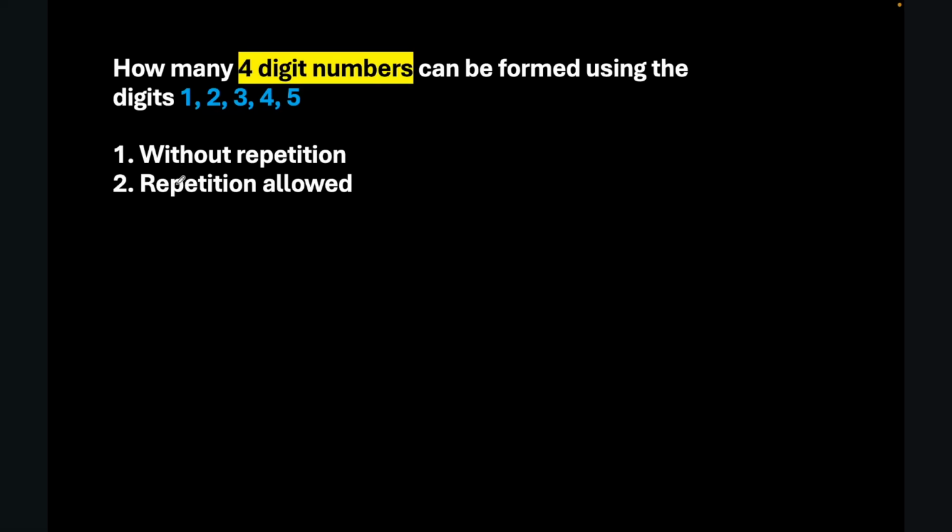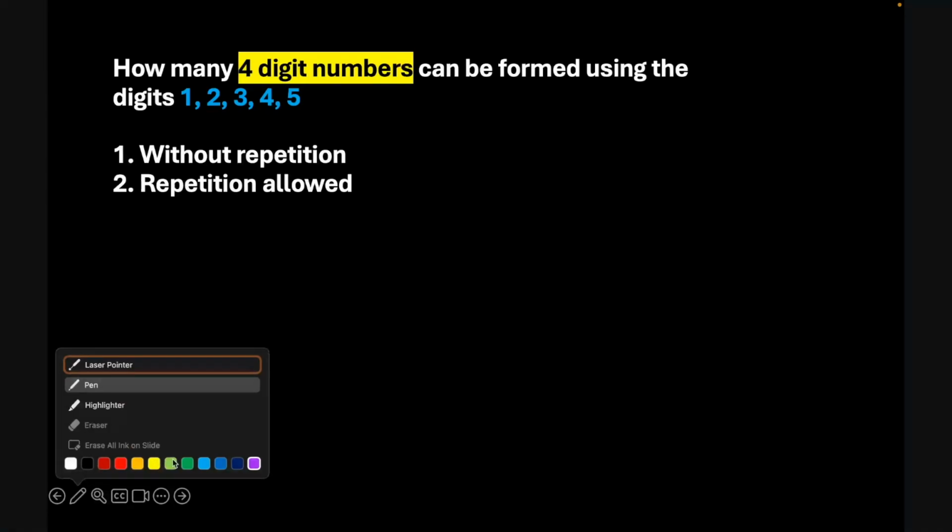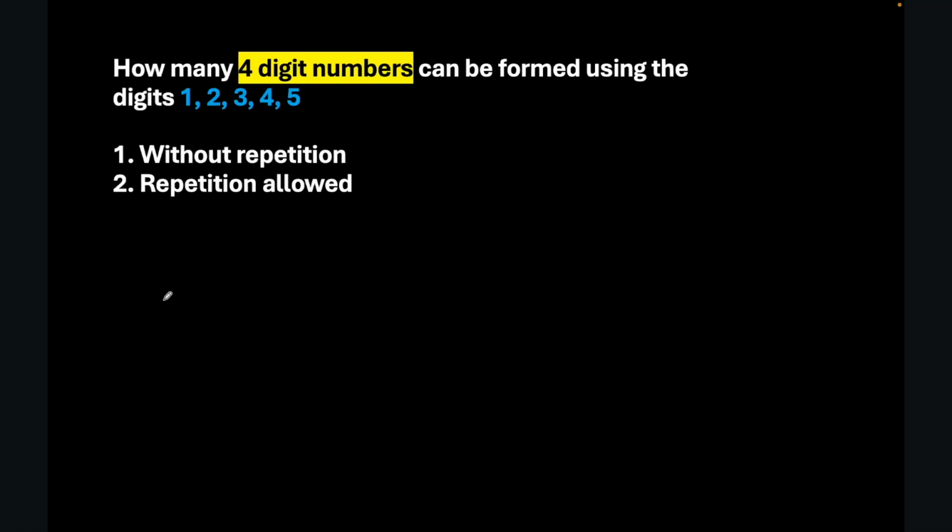So the first question is, how many four-digit numbers can be formed using the digits 1, 2, 3, 4, and 5? It's quite a common, very basic question to build permutation and combination concepts, especially counting principle concepts. There's a very conventional way to solve these questions. Let's say we're not allowed to repeat the numbers. So we can only use each of 1, 2, 3, 4, and 5 once. How would we solve this?